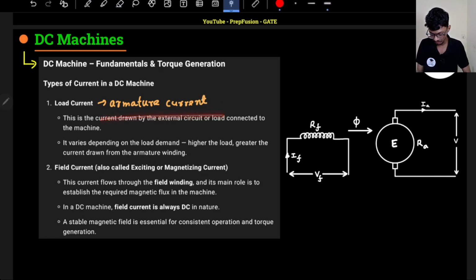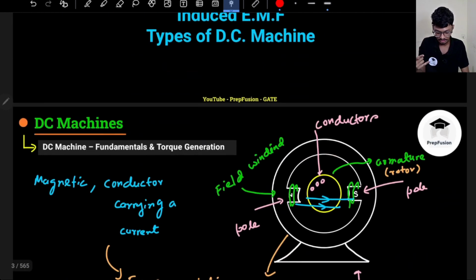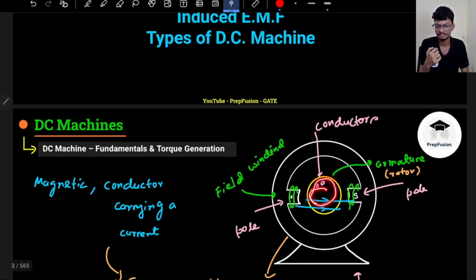Armature current, or the load current, is the current driven into the external circuit or load connected to the machine. It is connected with the conductors. It varies depending on the load demand. It is also called load current because I connect the load with these conductors. The armature is directly connected to the load.